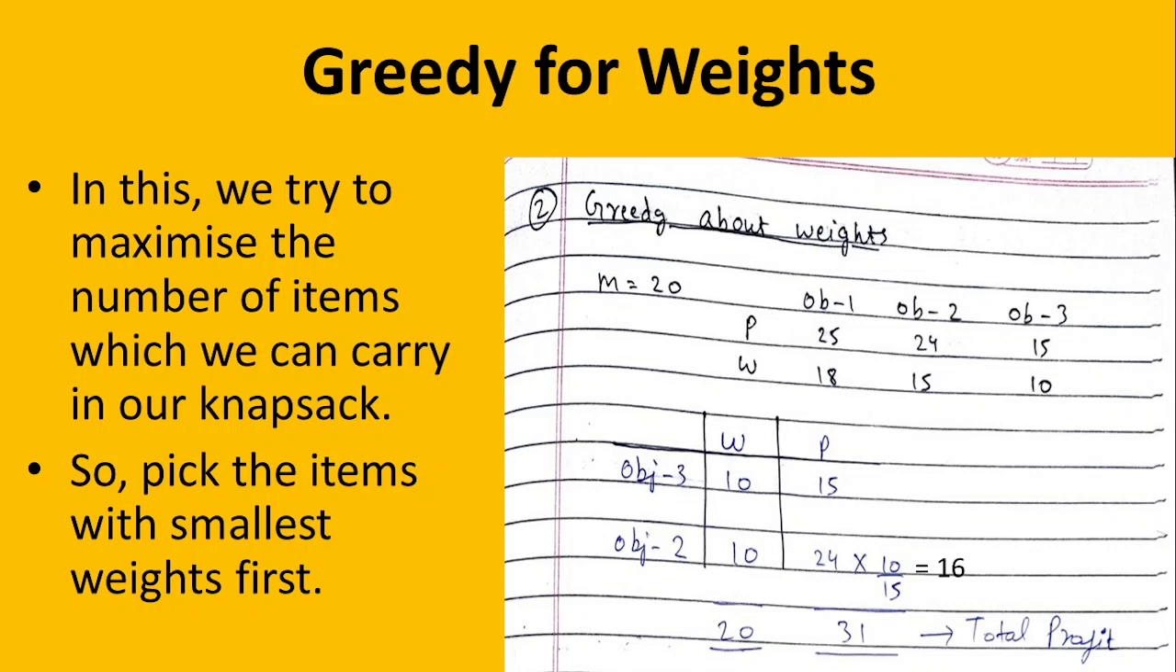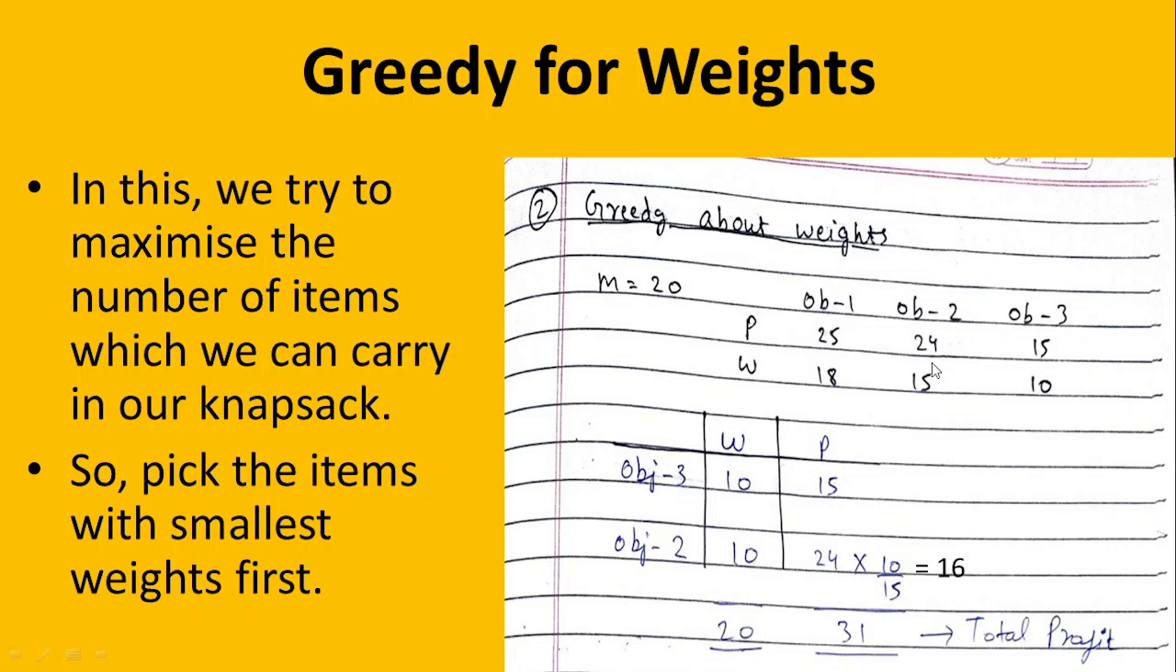So in this I have taken the same example as the previous one. You can see M is 20, that is the total capacity of the knapsack, and we are having the same three objects. You can see that the weight of object 3 is the lowest, that is 10. So we will include it first, and its profit is 15. Now the total available capacity in the knapsack is 20 minus 10, that will be 10.